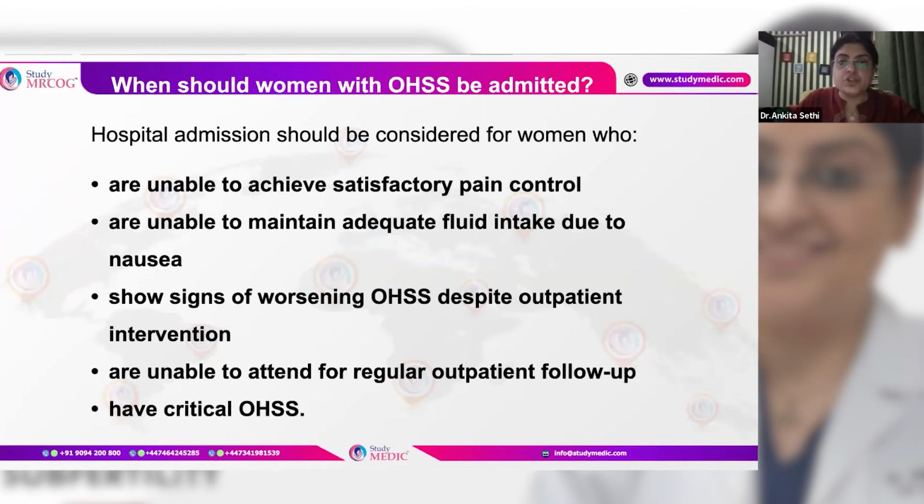So hospital admission should be considered for women who are unable to achieve satisfactory pain control, are unable to maintain adequate fluid intake due to nausea, show signs of worsening OHSS despite outpatient intervention, and are unable to attend for regular outpatient follow-up, or have critical OHSS. These are the indications for hospital admission.